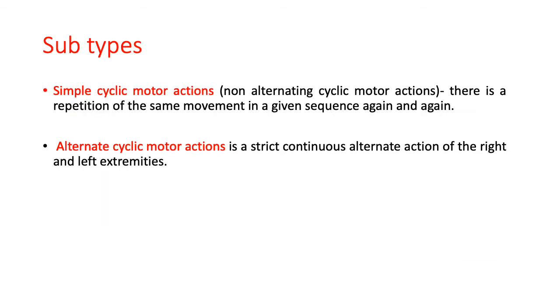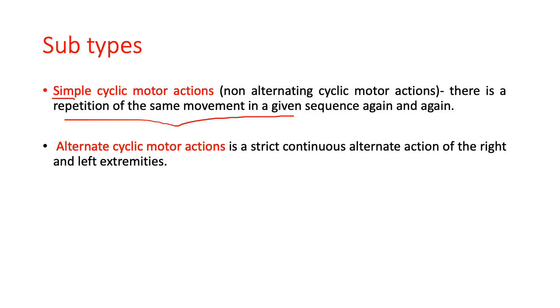Now we have subtypes in this cyclic: simple cyclic and alternate cyclic. So what is simple cyclic? Simple cyclic means the repetition of the same movement in a given sequence again and again. Suppose you are nailing a pin with a hammer, right? You are repeatedly doing that so that it goes inside the way you want. You are making a right hand movement again and again, striking it again and again. The left arm is not involved, your right arm is doing the same action again and again. So this is a simple cyclic motor action.